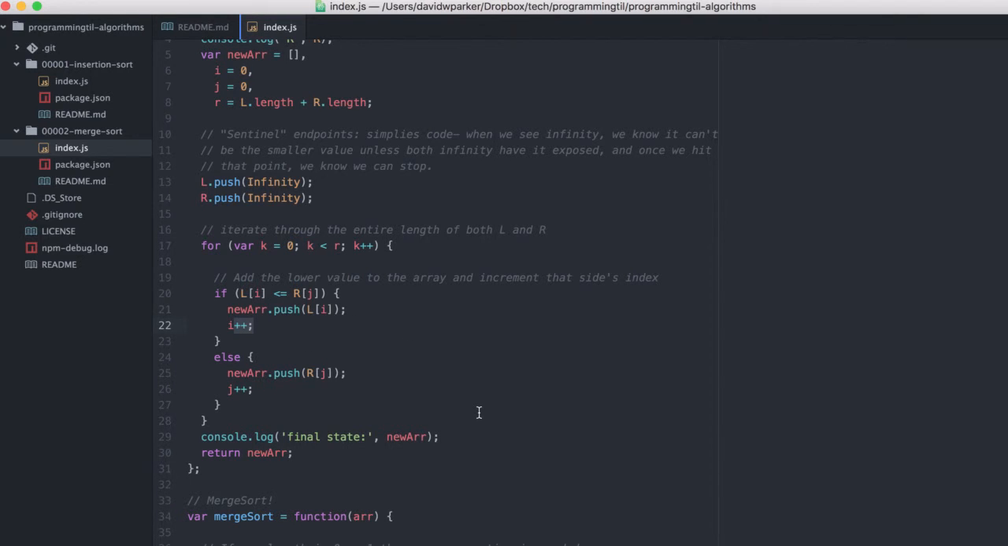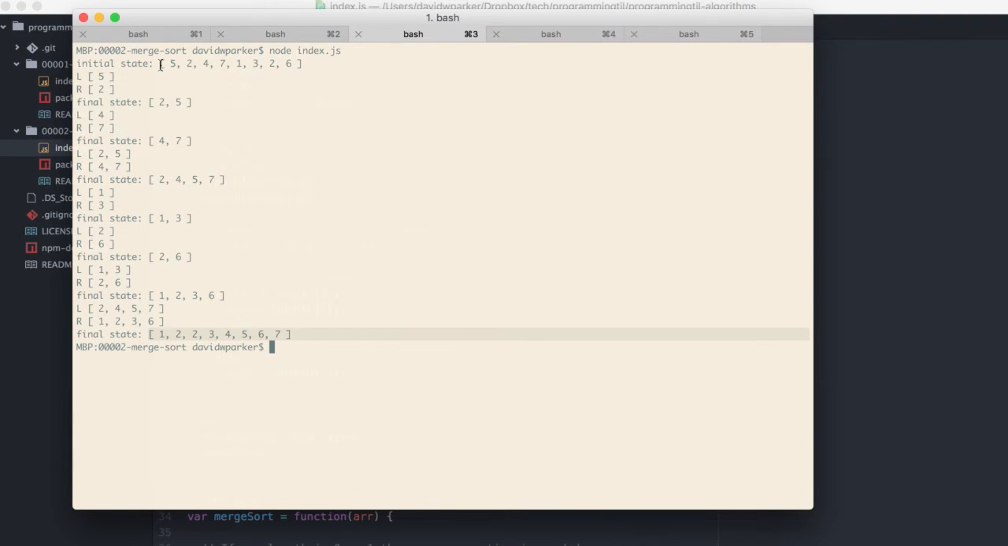And so that's how we get easily from 5, 2, 4, 7: we have 5 and 2, and 2 is less than 5, so we'll push that one on, and then we'll push the left one on, so on and so forth. And then when we have these two subarrays, we'll push 2, then 4, then 5, then 7, and over here we'll push 1, then 2, then 3, then 6, and over here we'll push 1, then 2, then 2, then 3, then 4, 5, 6, and 7.